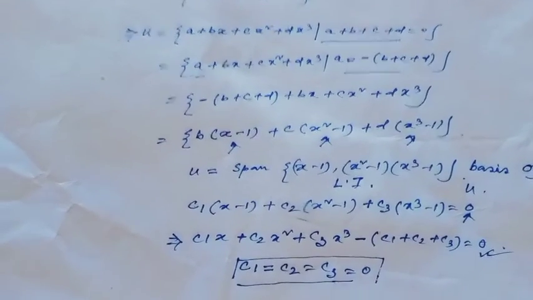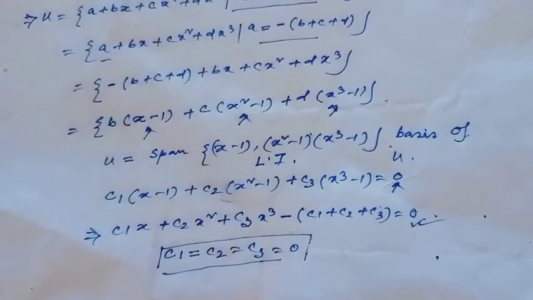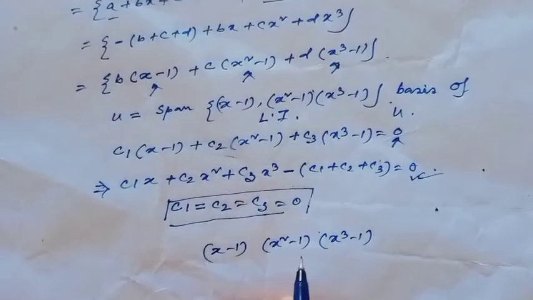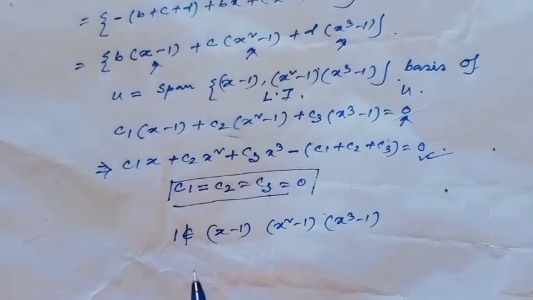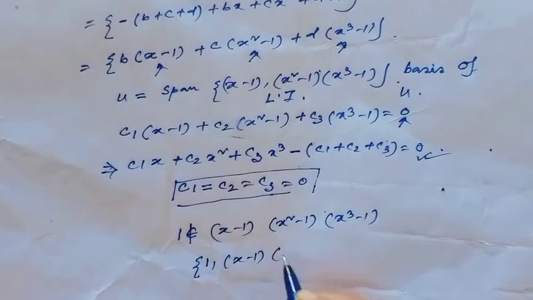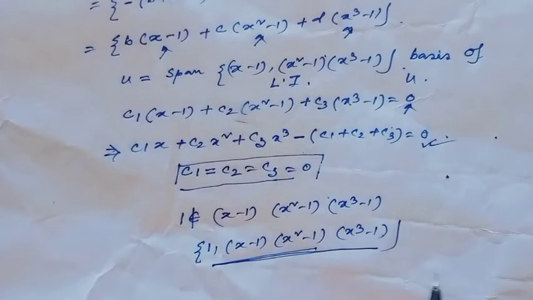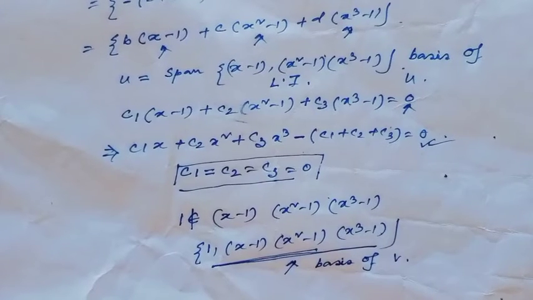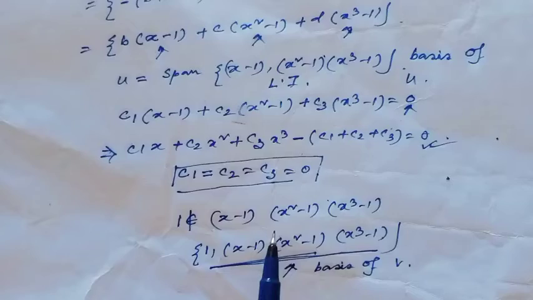Okay, now we have to extend the basis to the original vector space P. Notice the basis vectors x minus 1, x square minus 1, x cube minus 1. Notice that 1 is not contained in this basis. So we can extend the basis in this way: 1, x minus 1, x square minus 1 and x cube minus 1, meaning all these vectors are linearly independent. So obviously this is the basis of the original vector space, the set of all polynomials of degree less than or equal to 3, whose dimension is 4. Have you understood? Here I have used the extension theorem.